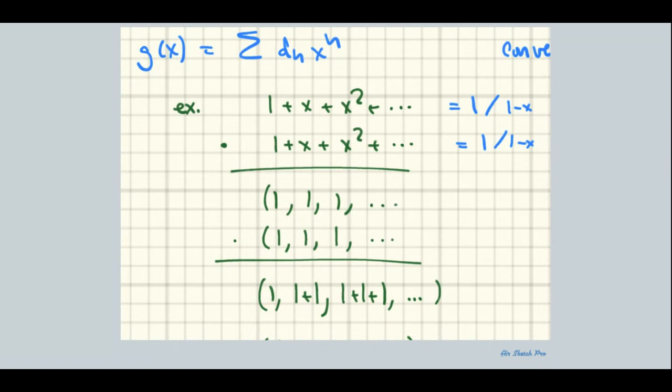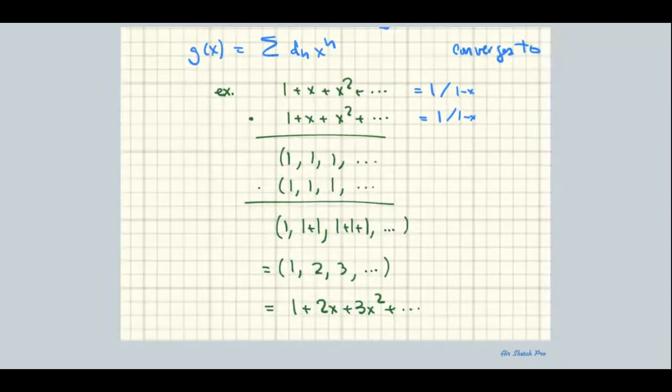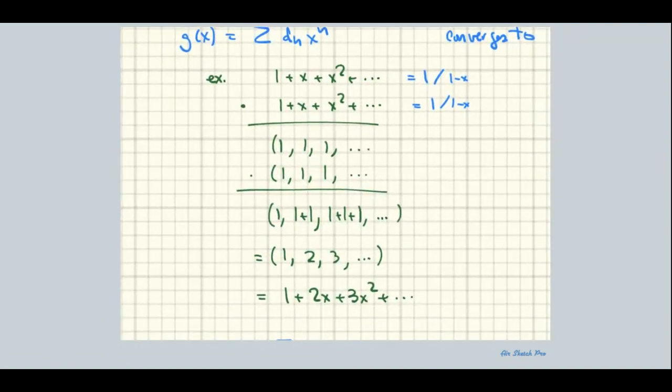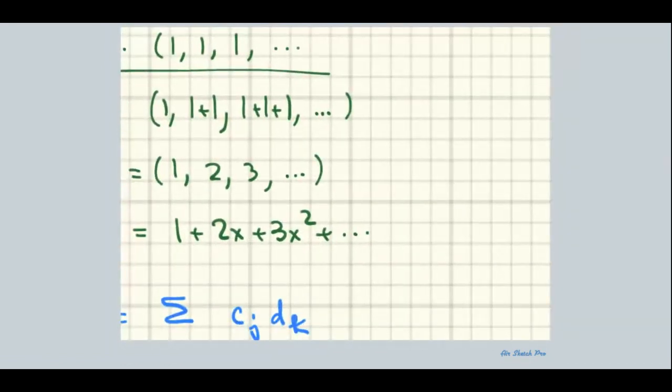And you can see each time, this one is very simple. I get 1 times 1, 1 times 1 plus 1 times 1, and the next one is going to have 1 plus 1 plus 1 plus 1, right? And immediately you can see the sequence itself underlying the Cauchy product of my original series is going to have coefficients 1, 2, 3, whatever, right? And if I take that back now to a power series, it looks like 1 plus 2x plus 3x squared plus whatever. And I want to point out, this is the power series for 1 over 1 minus x squared.